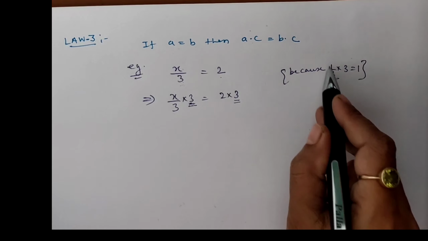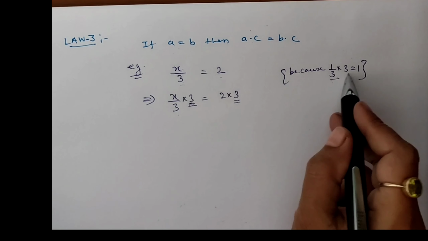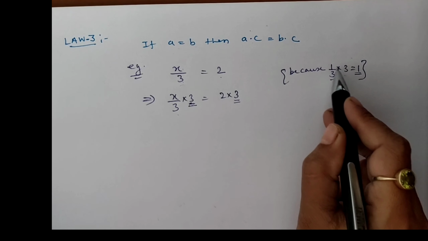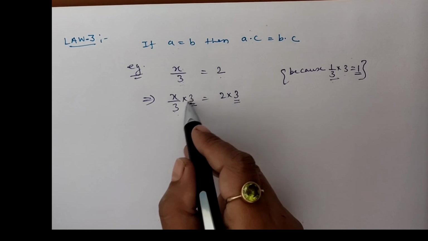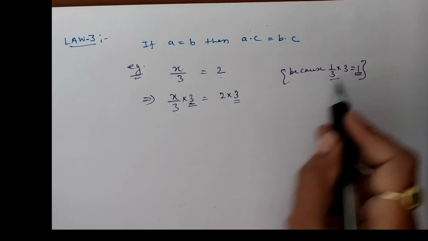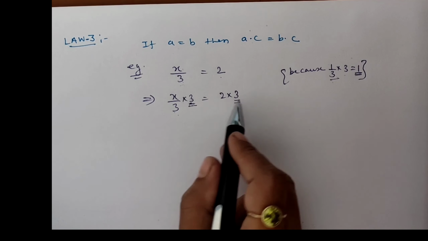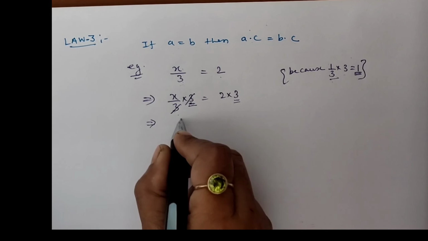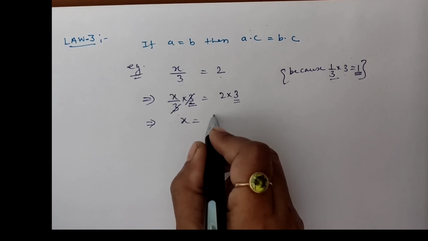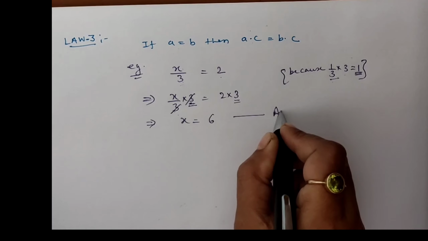Here you can see 1 by 3 into 3 is equal to 1. So we multiply with such a number so that these two cancel each other and we get 1 here. So this 3 and 3 will cancel. What will we get here? x is equal to 2 threes are 6. So this is the solution.